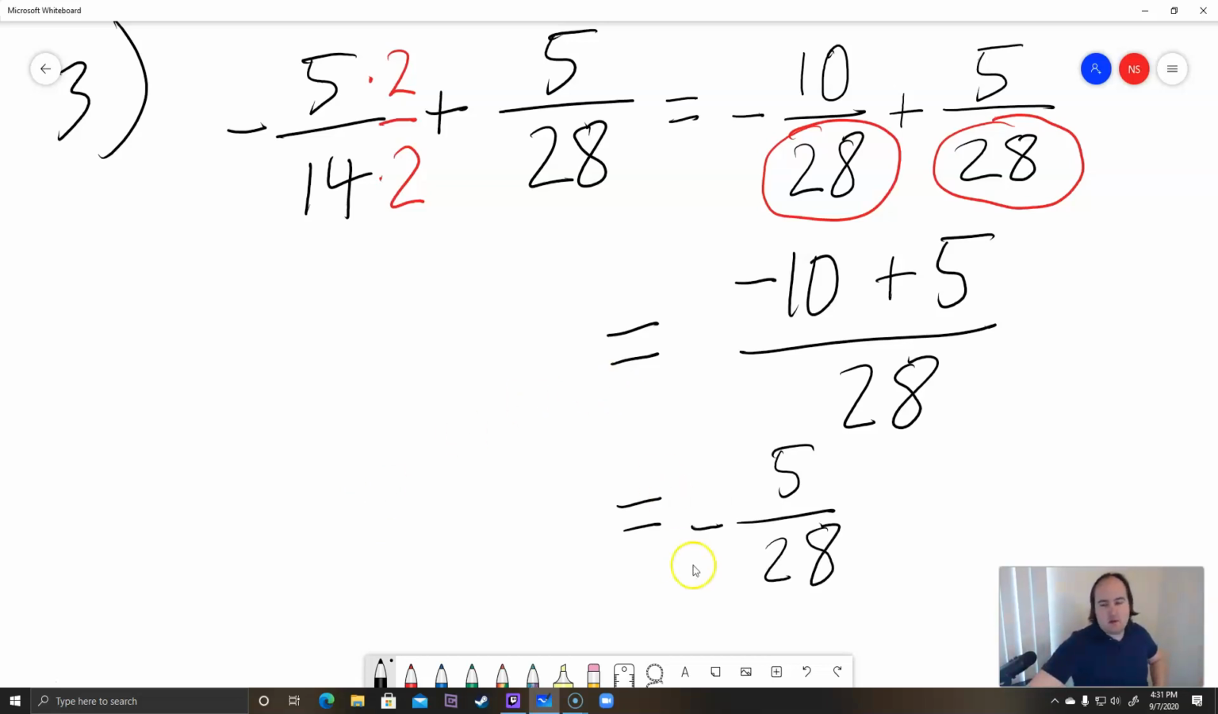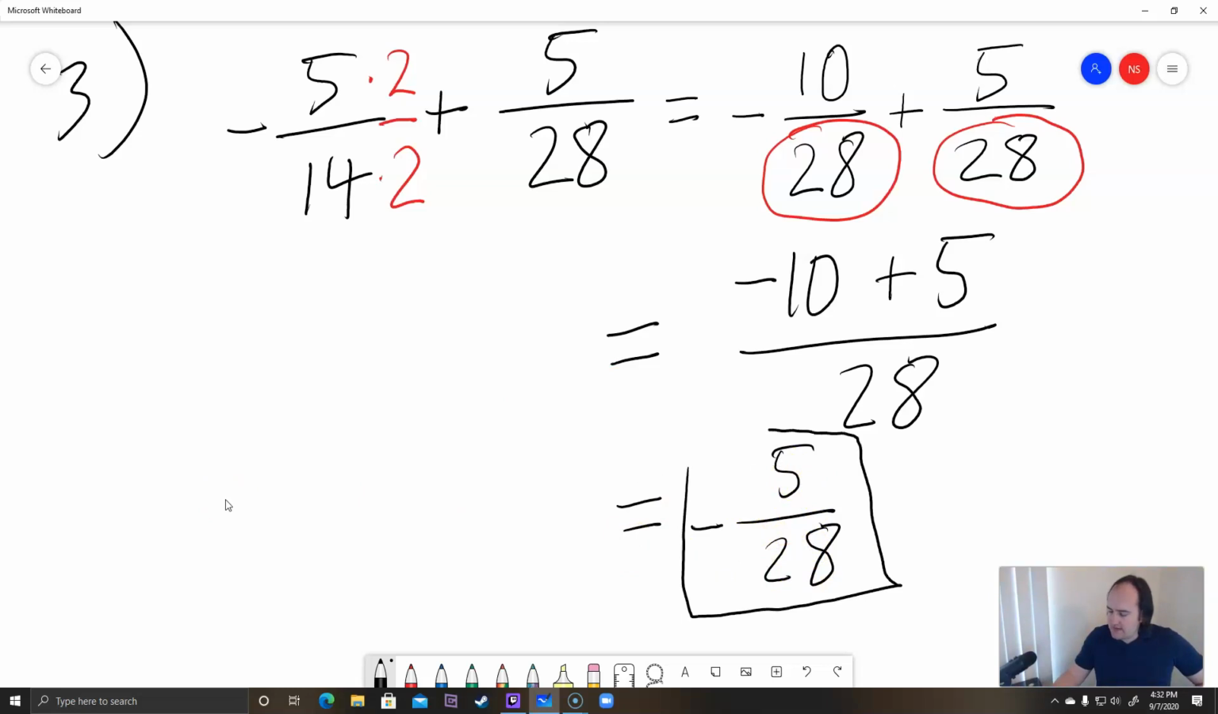And 5 does not go into 28, so there's no common factors. So this is actually going to be our answer. So our answer is negative 5 over 28. Okay, so hopefully that one isn't too bad. It's a little bit easier than number 2.